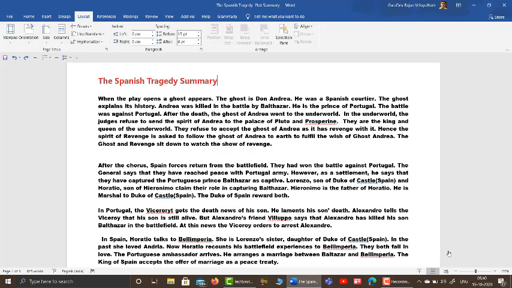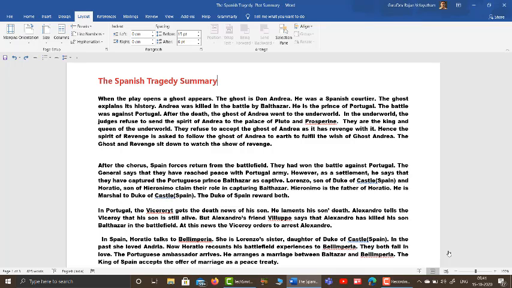Lorenzo is the son of the Duke of Castile, that is Spain, and Horatio is the son of Hieronimo. Hieronimo, as I said earlier in the character mapping, is the knight next to the king. So the son of Hieronimo is Horatio. Lorenzo, son of the Duke of Castile, and Horatio, son of the minister Hieronimo, claimed their role in capturing Balthazar.